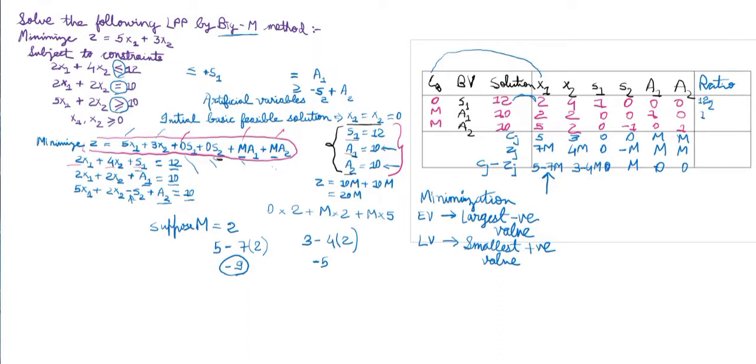Now from here, the smallest positive value will be 2. So our entering variable is x1 and our leaving variable is a2. And my pivot element will be 5. Now again we'll make a table like this. This will be our iteration 1.